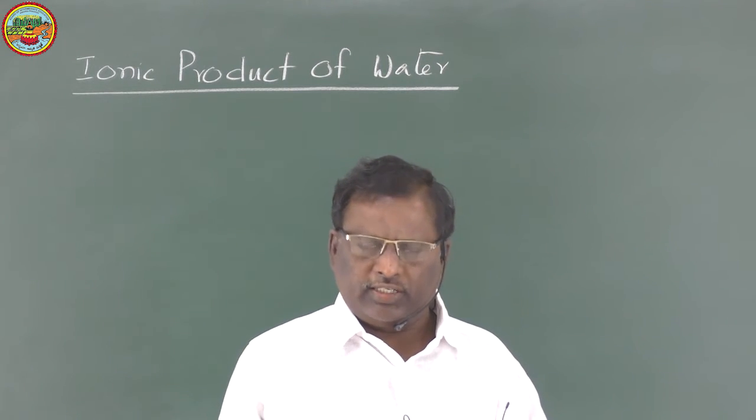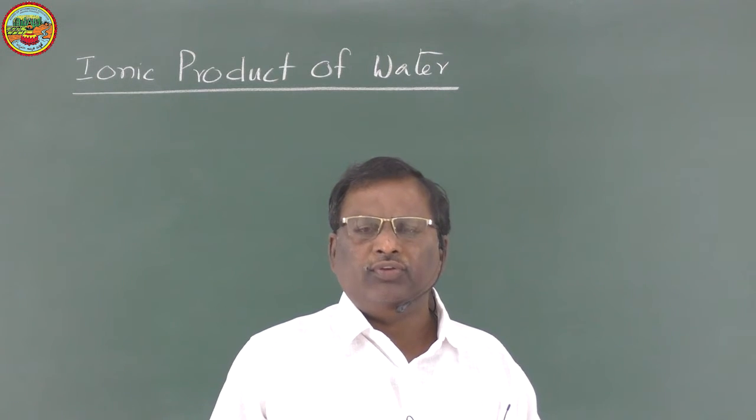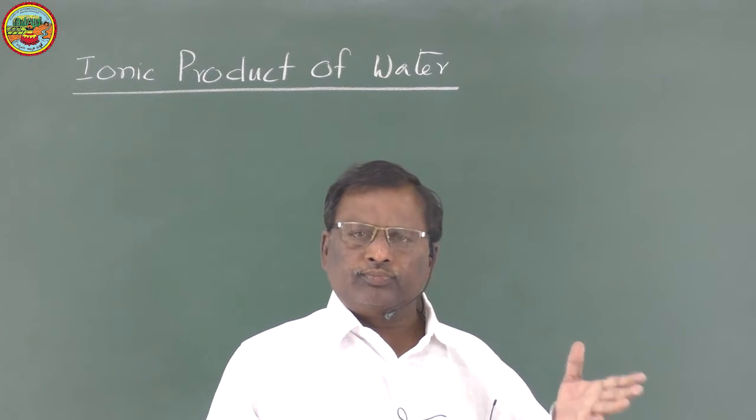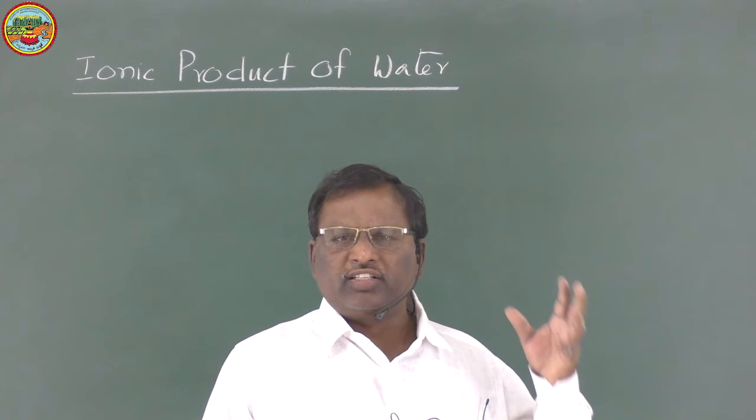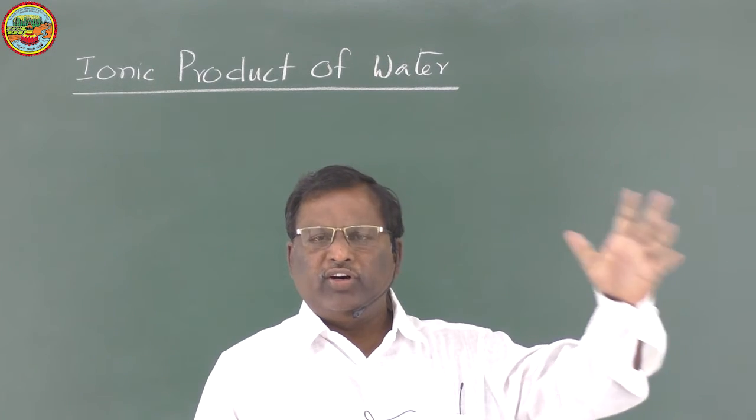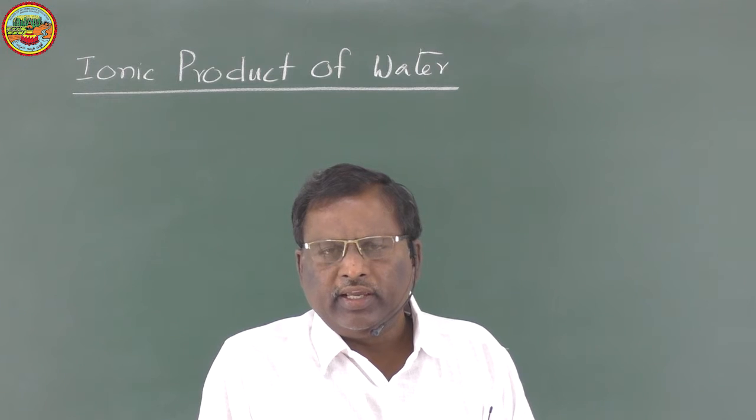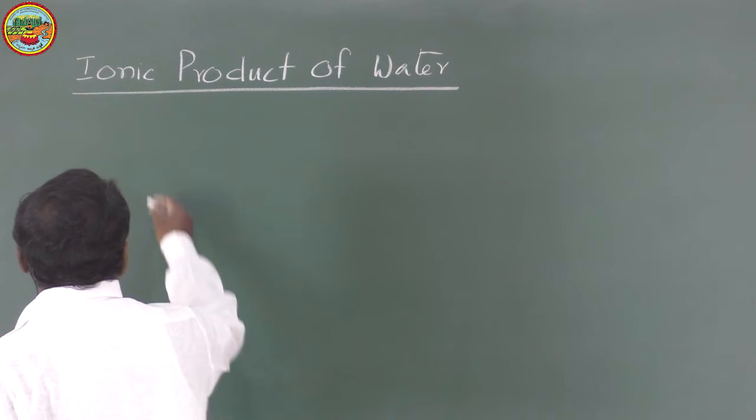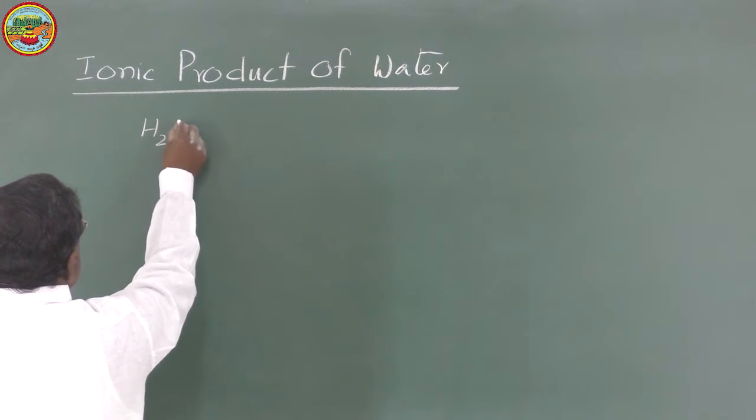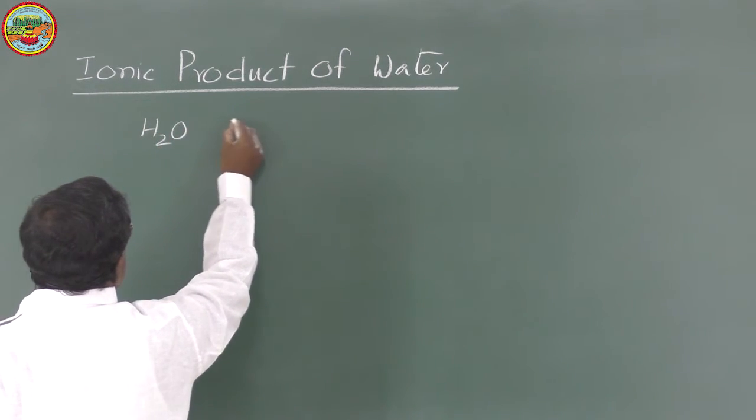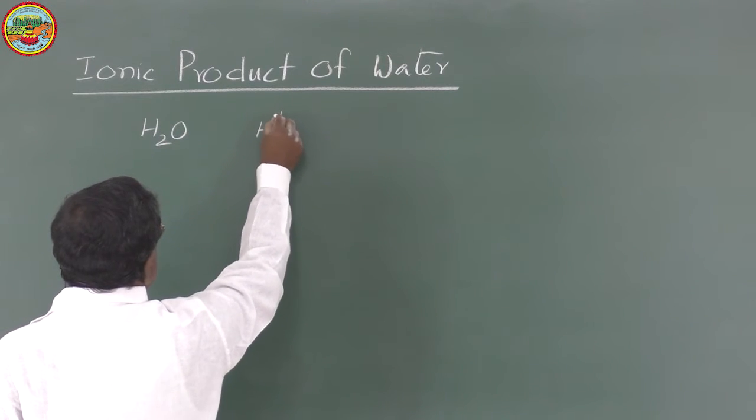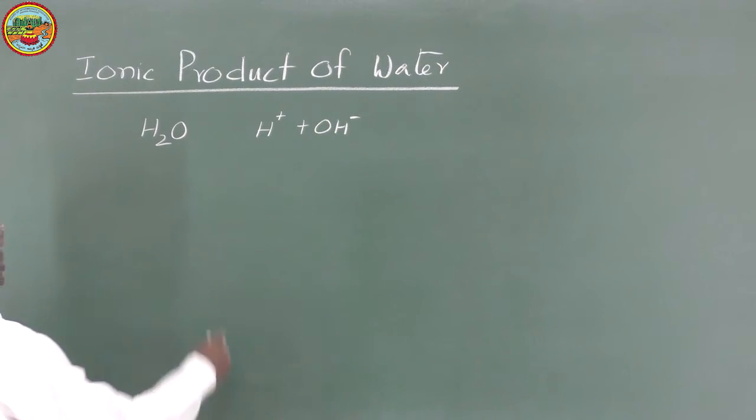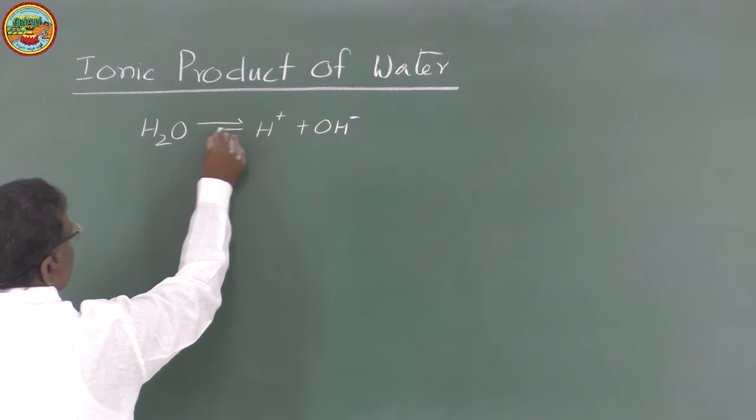Ionic product of water. Ionic product means the product of the concentrations of the ions that are present in water. Water is a weak electrolyte, H2O. It slightly ionizes to give H+ and OH- ions. The ionization of water is a reversible reaction.